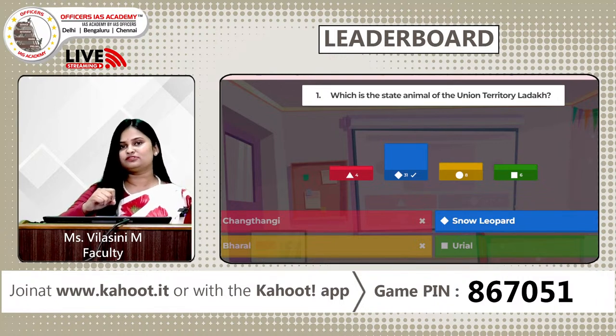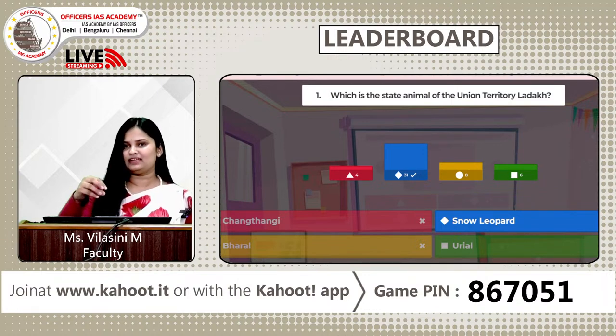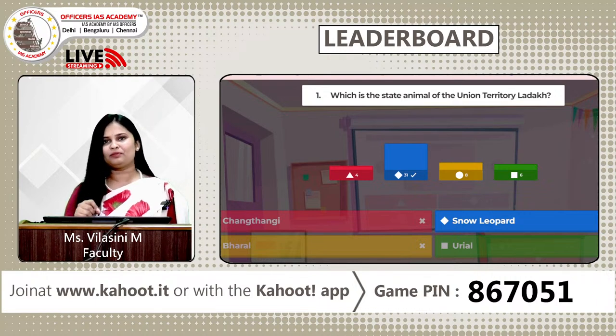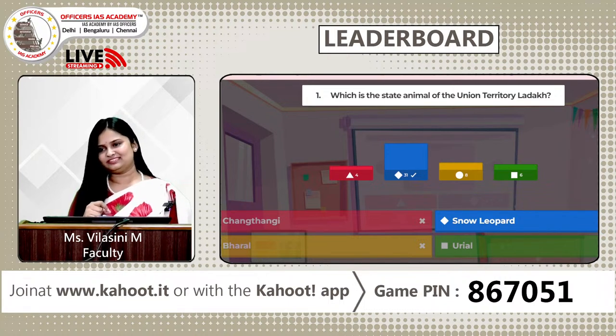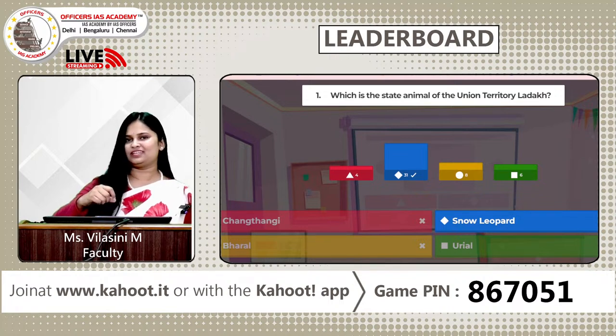Snow leopard is also regarded as a keystone species. So what do you mean by a keystone species? They are species which play a major role in determining the prey population. They have a very important place in the food chain of a particular ecosystem and they ensure that the prey population is kept in check. Apart from this, the Government of India also has Project Snow Leopard to conserve this beautiful species. So that is with this particular question.